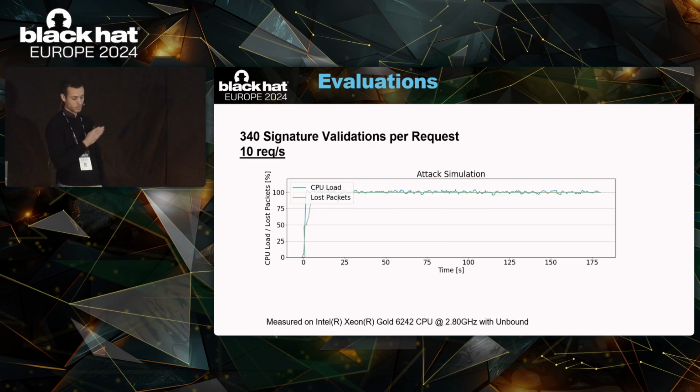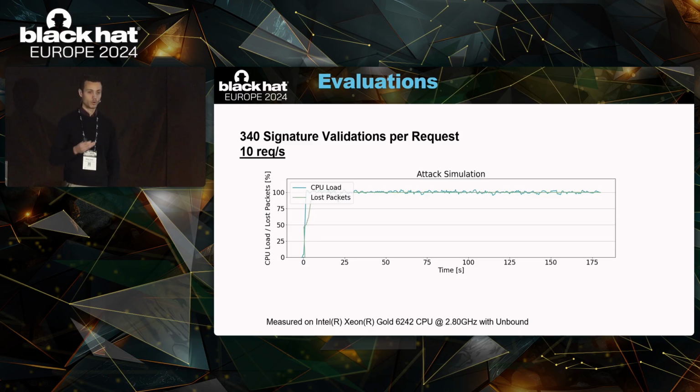So here I have a plot of the monitoring of Unbound. The x-axis shows the time of the measurement, and on the y-axis, we see CPU load and the lost packets. If you look at the graph here, you can see that as soon as the attack starts, CPU load immediately spikes to 100%, which is also what we saw in the demo. And since the fan is still running, I assume the attack is still running. So it immediately spikes to 100% because Unbound is so busy validating through all these signatures.